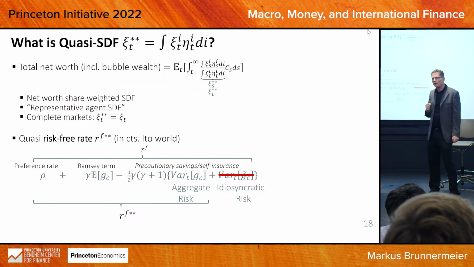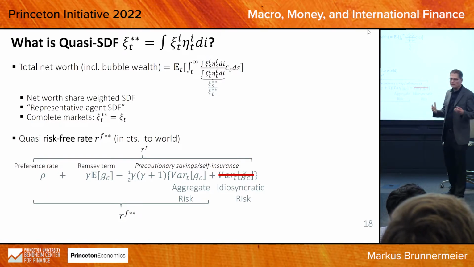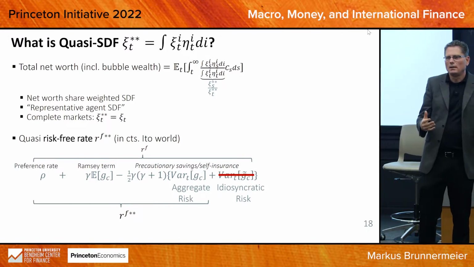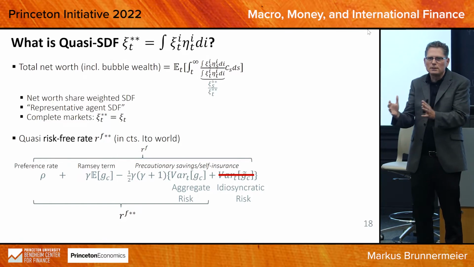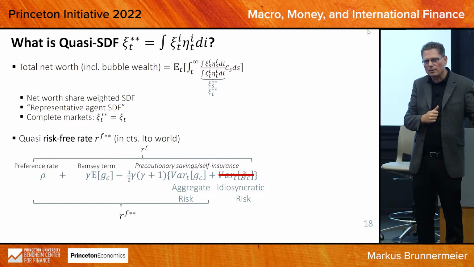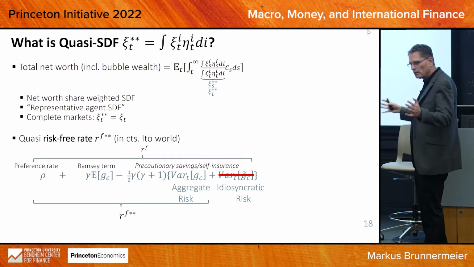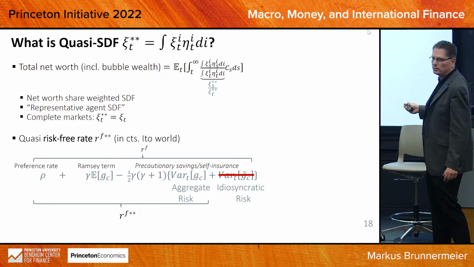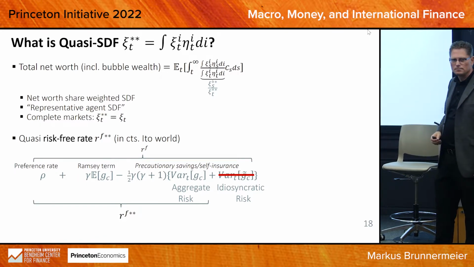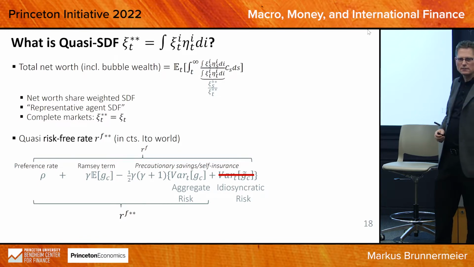So let me show you what this quasi-SDF is. If you have a Lucas economy with only a representative agent, you just take the consumption stream and discount it. And that gives you the value of the whole economy. If you aggregate all the consumption in the economy and discount, then you get the total net worth, including the bubble term, of this economy. That would be the SDF you would use, the C double star SDF. That's why we call it the representative agent thing.